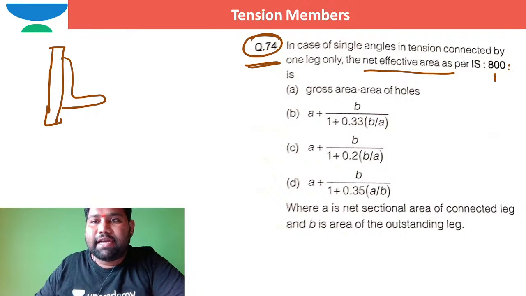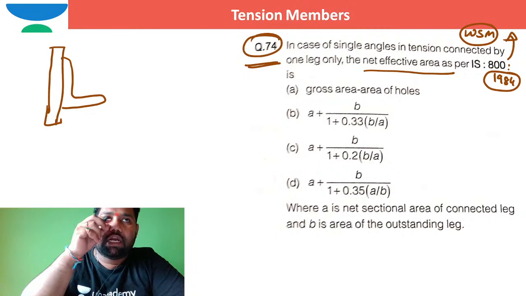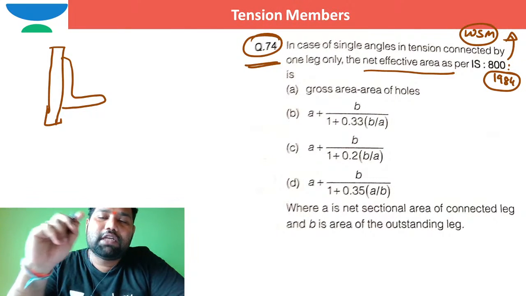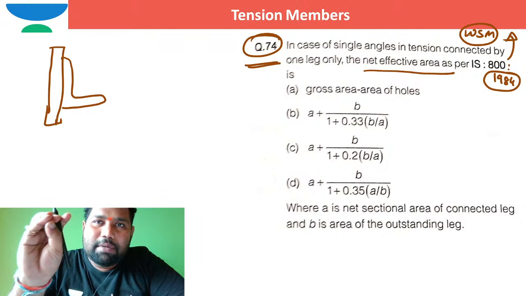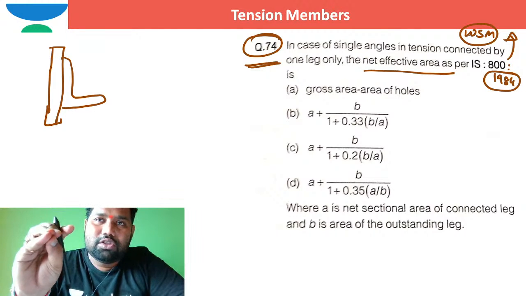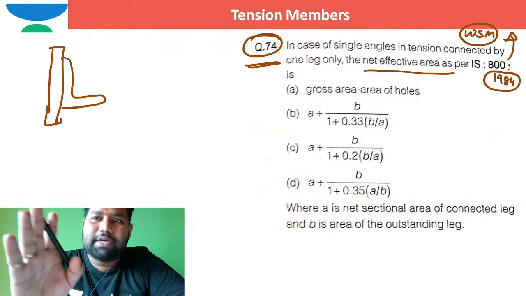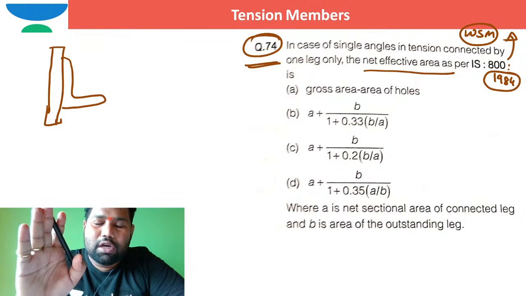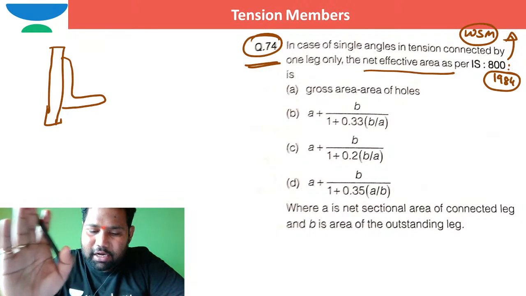As per IS 800, 1984 is the version, because this is as per the old code of practice, which is based on working stress method concepts. Both working stress method and limit state method are there. I completely worked out all the limit state concepts with theory, maybe 2 months or 1 month back. If you want to know about the limit state method in detail with reasons, you can watch that video. It's not at all a problem.